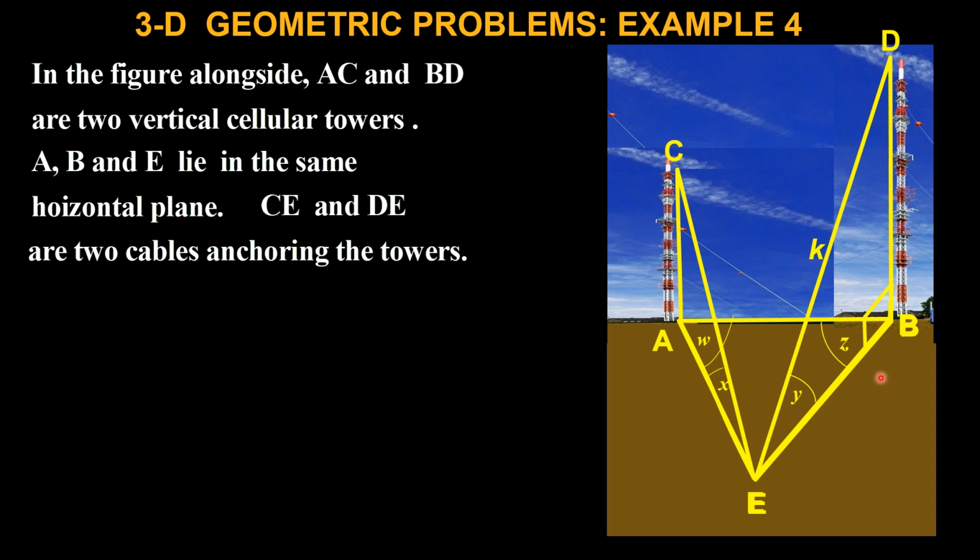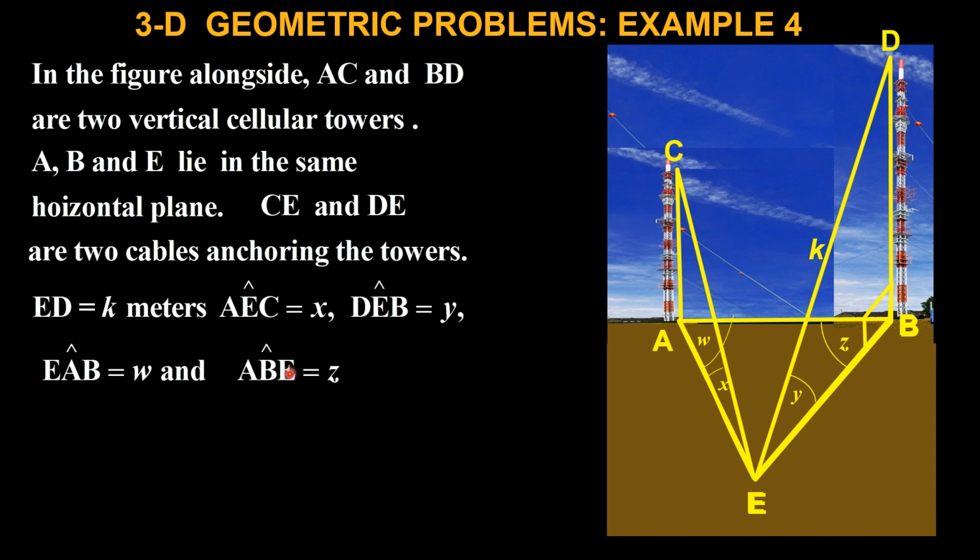And it's mentioned here that CE and DE are cables. These are cables. You can see there are other cables also, but we're looking at these two cables. And they anchor here at point E. We are given some measurements. ED is K. Angle AEC is X.